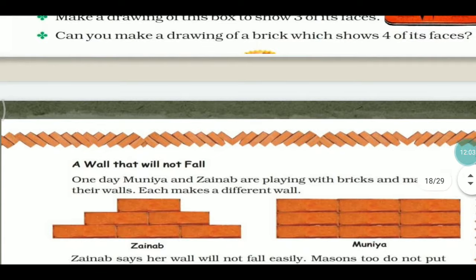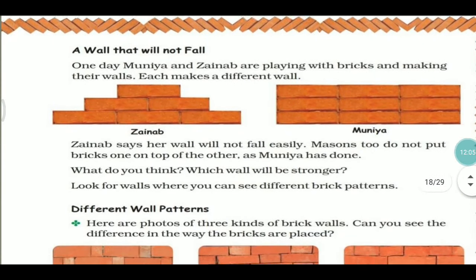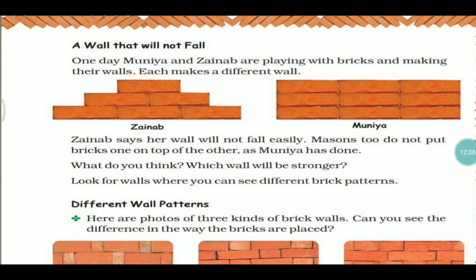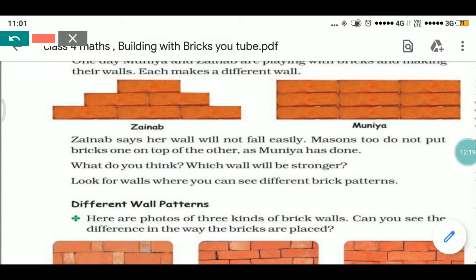Students, next page. A wall that will not fall. One day Munia and Jainab are playing with bricks and making their walls. Each makes a different wall. Jainab says, look at the pictures. Jainab says her wall will not fall easily. Masons do not put bricks one on top of the other, as Munia has done. What do you think? Which wall will be stronger? Students, Jainab's wall will be stronger, as Munia has placed bricks one on top of the other, which can fall easily.